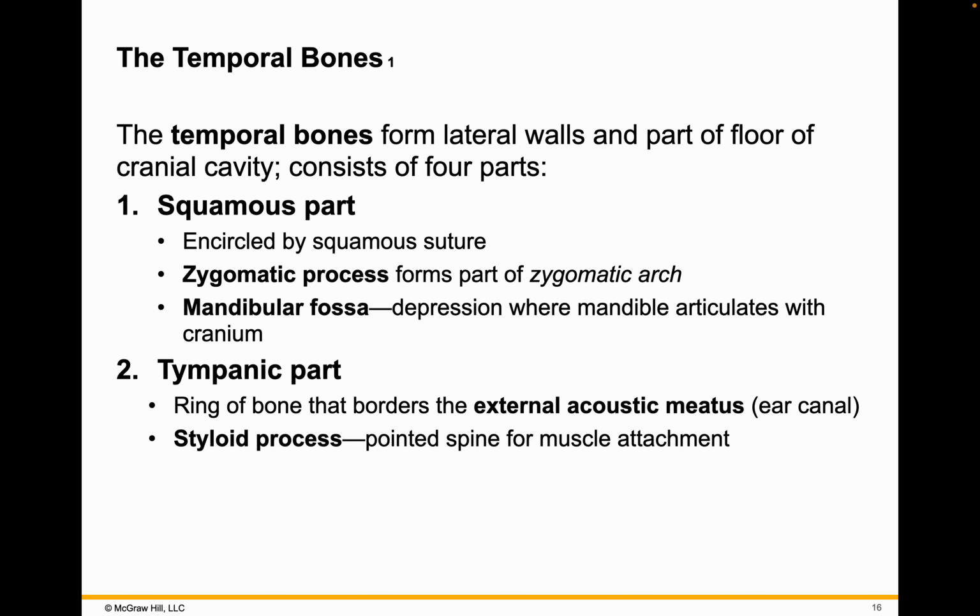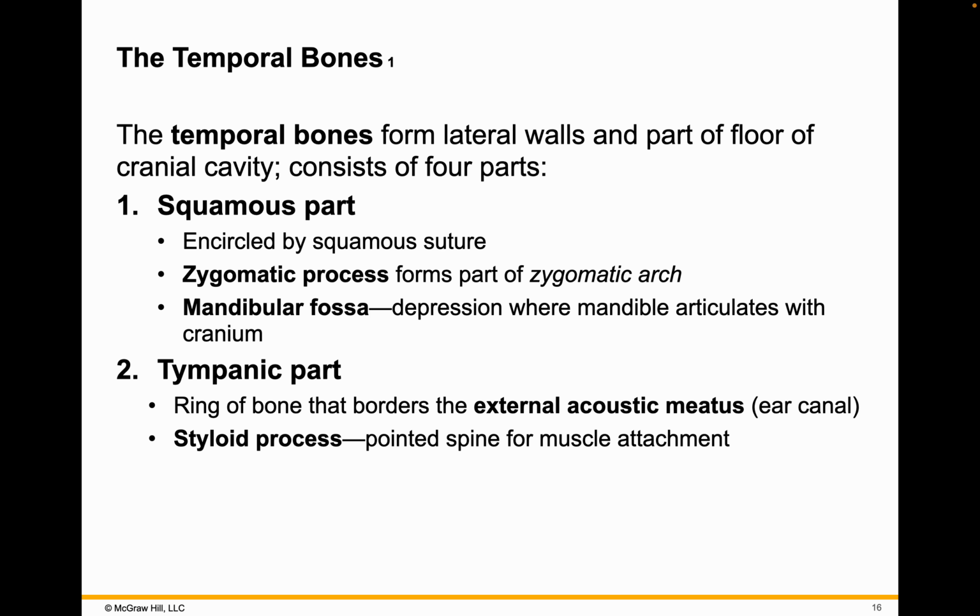The temporal bone forms the lateral walls and part of the floor of the cranial cavity, and it consists of 4 parts. The squamous part, encircled by the squamous suture, contains a zygomatic process, which is part of the zygomatic arch. The mandibular fossa is a depression where the mandible articulates with the cranium.